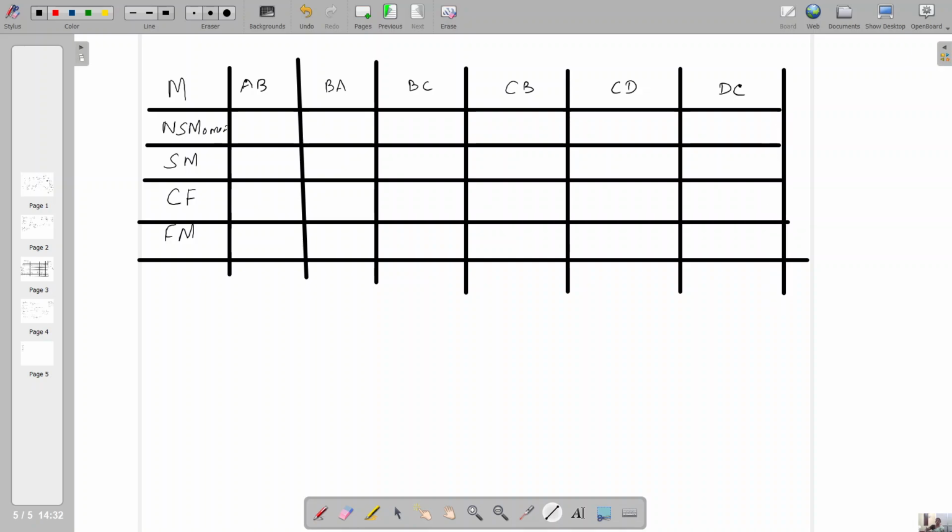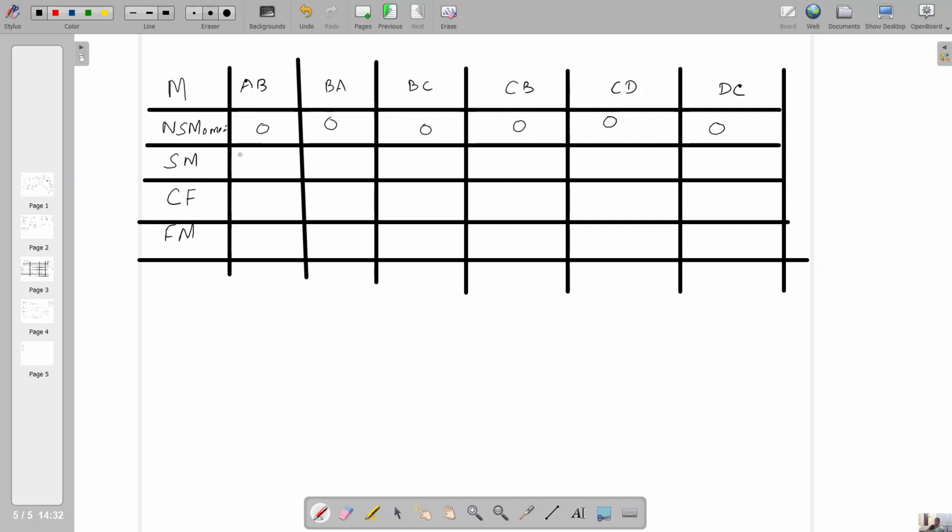Non-sway moment: there is no external load in any of the span. Again, I am repeating, the load should be on the span of the member. Then only we can calculate using WL square by 12, WL by 8, WAB square by L square. So there is no load on the span, so this half of the procedure is not needed.